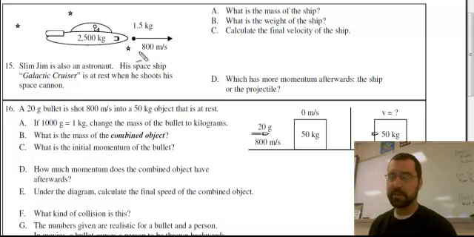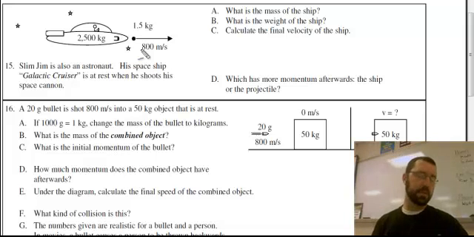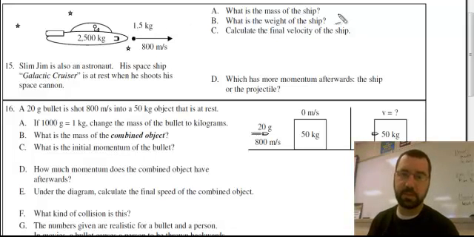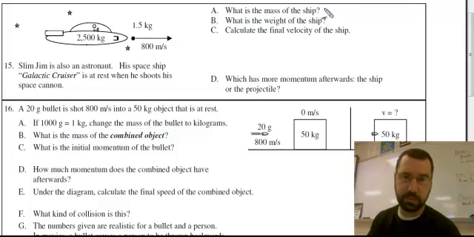It has a mass of 1.5 kilograms. And at first, what we're supposed to do is just fill in some basic information. What is the mass of the ship? Oh man, this is really hard. This is an honors class for sure. 2,500 kilograms. What is the weight of the ship? Well, the weight of the ship is 0 newtons because it's in space.